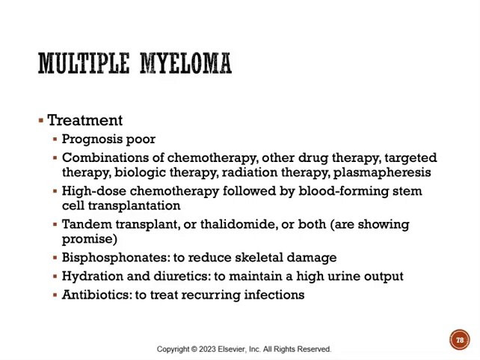High-dose chemotherapy followed by blood-forming stem cell transplantation offers some patients prolonged survival. And then there's newer approaches like tandem transplants and thalidomide-based regimens, which are showing promise. And to manage complications, bisphosphonates help reduce skeletal damage, while hydration and diuretics can help maintain kidney function. And since infections are a big concern, antibiotics can also be really helpful. And in severe cases, plasmapheresis helps to remove excess abnormal proteins from the blood.